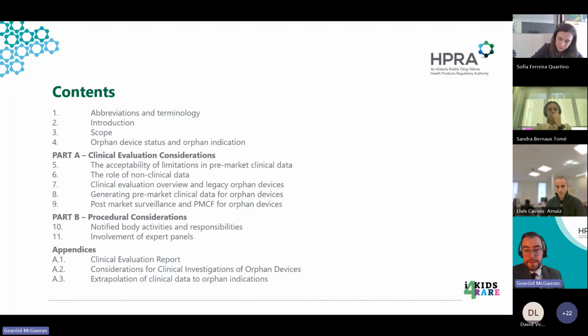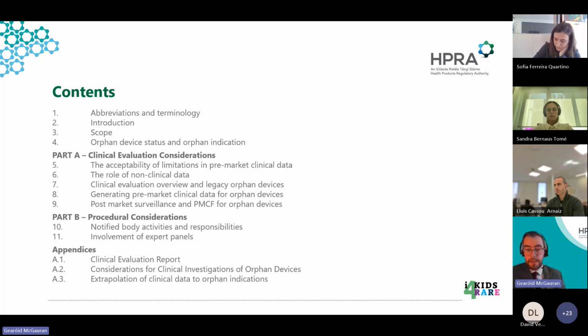It goes into detail about understanding when it might be acceptable to have limitations in pre-market clinical data. It provides guidance on the role of non-clinical data and offers guidance on legacy orphan devices, that is, orphan devices that have been on the market since before the MDR was enacted in 2021. There's also guidance on how to generate pre-market clinical data for orphan devices and the role of post-market clinical data collection, specifically PMCF and PMS.